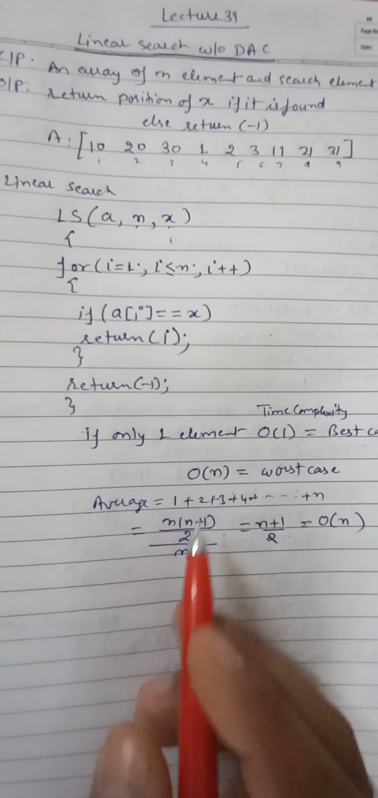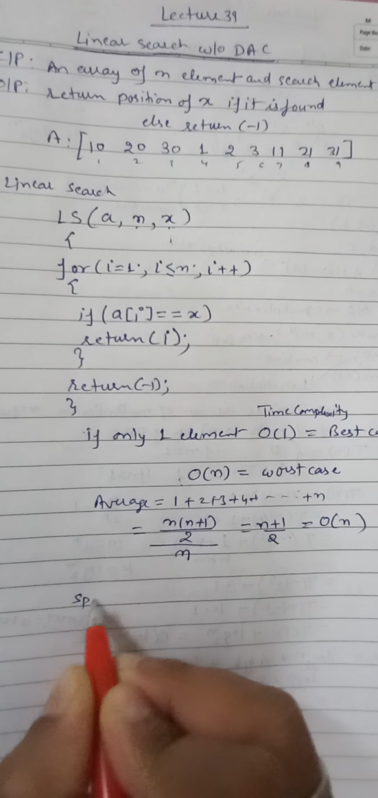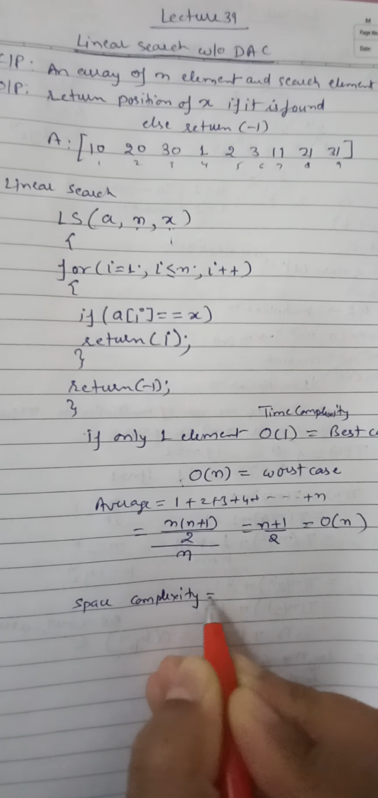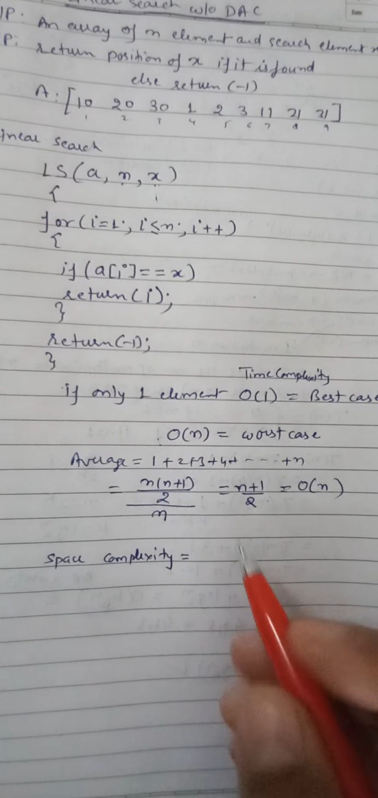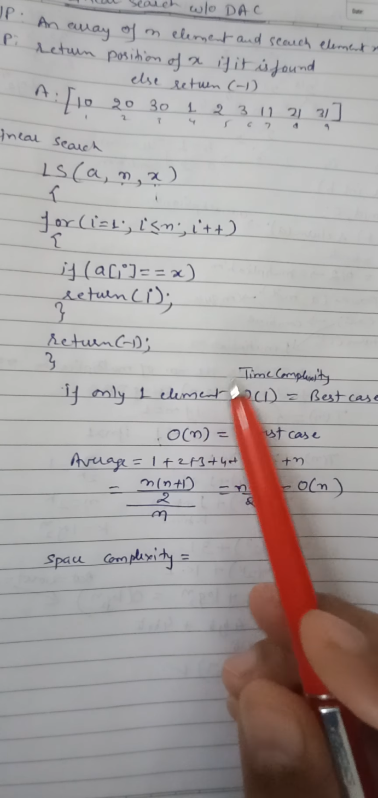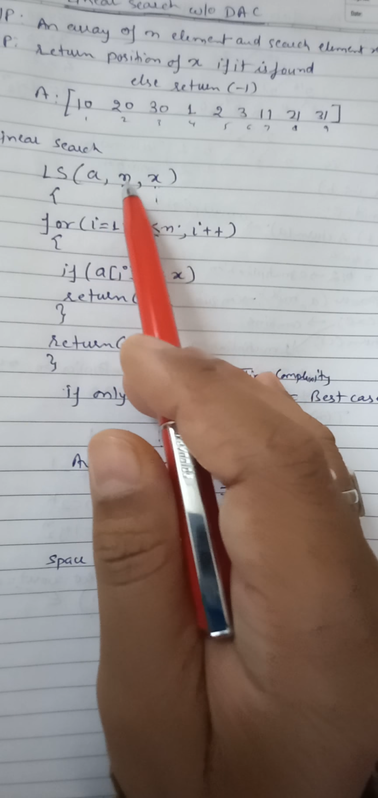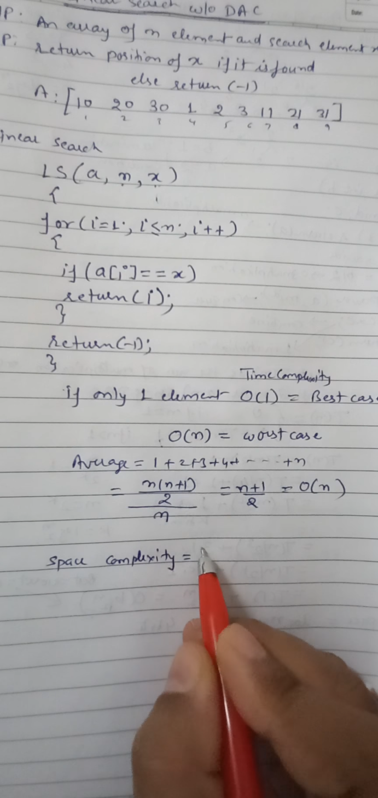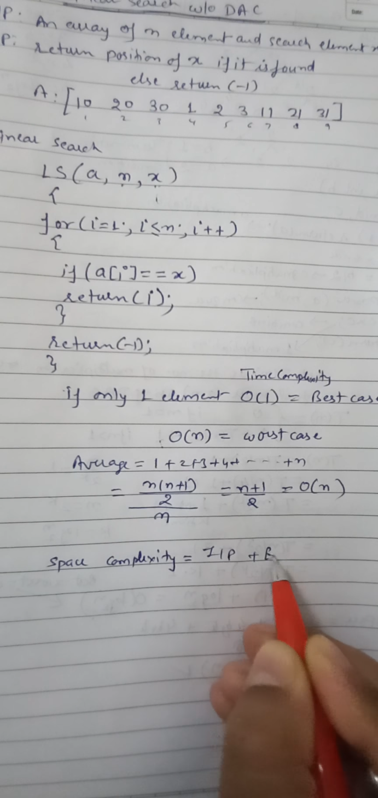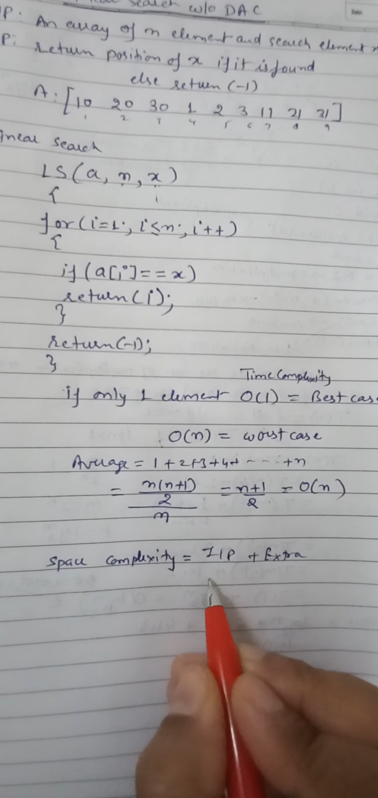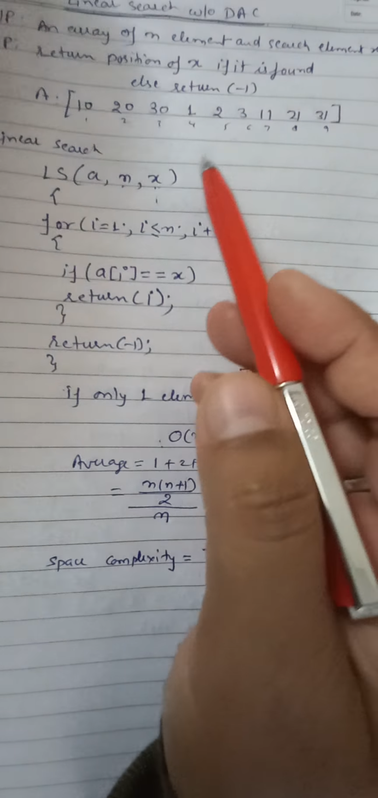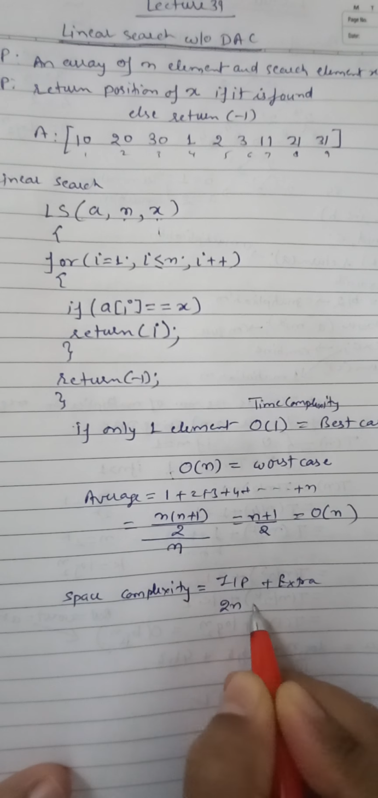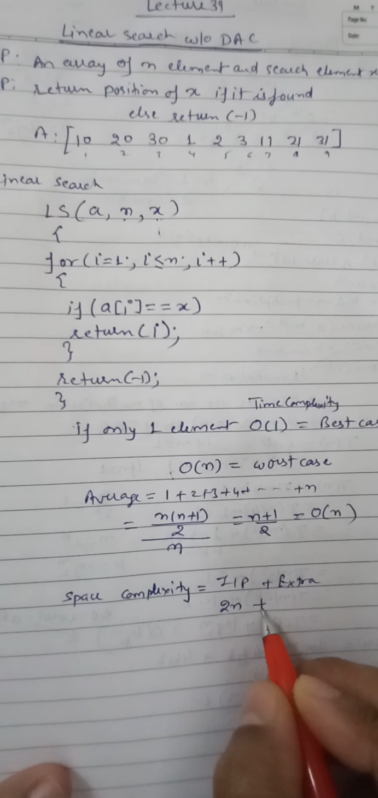So now we talk about the space complexity. What will be the space complexity? We have n number of elements, as we are supposing here, and because it's of integer type, so 2n is the input plus extra space.